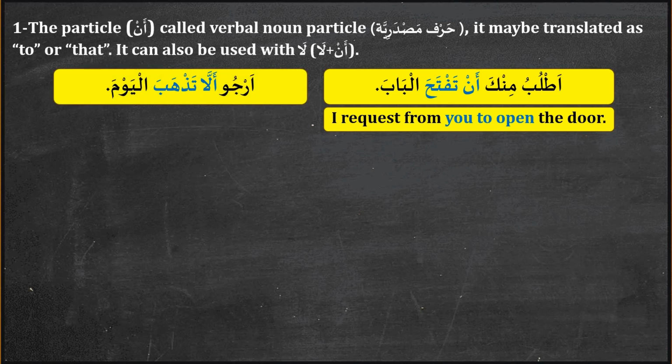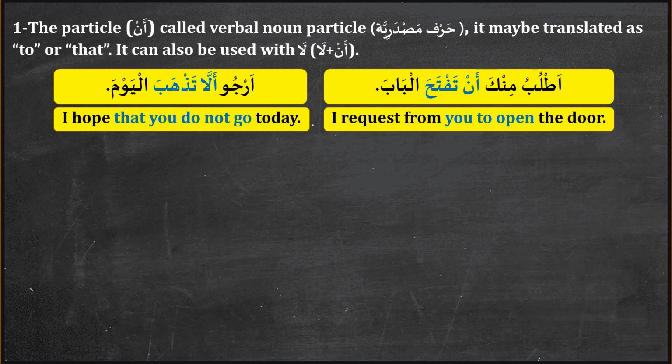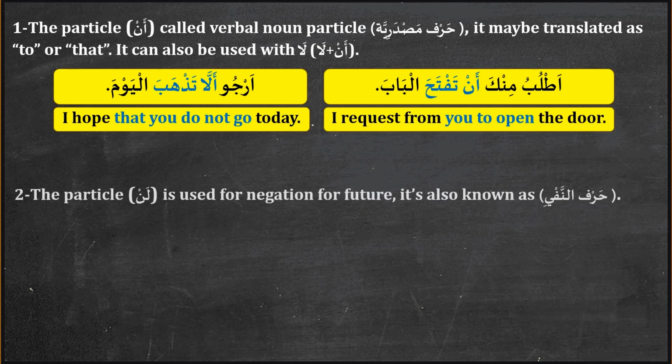Another example with ألا: أرجو ألا تذهب اليوم. I hope that you do not go today. An plus لا becomes ألا together. The second particle, لن, is used for negation for future. It's also known as حرف النفي.